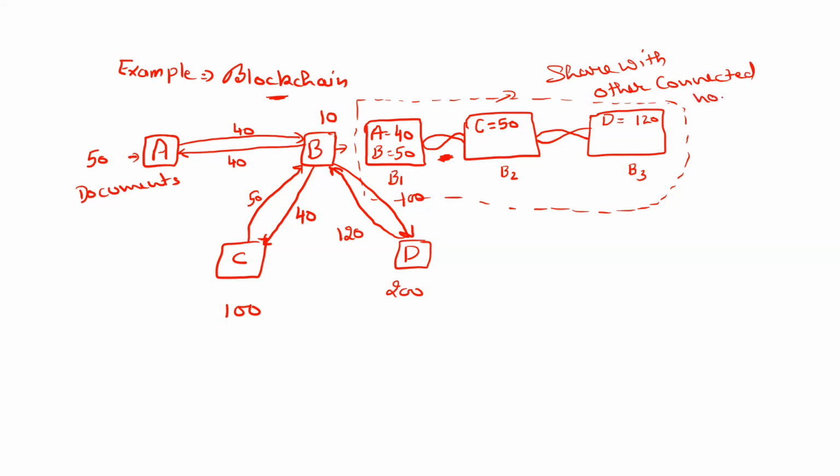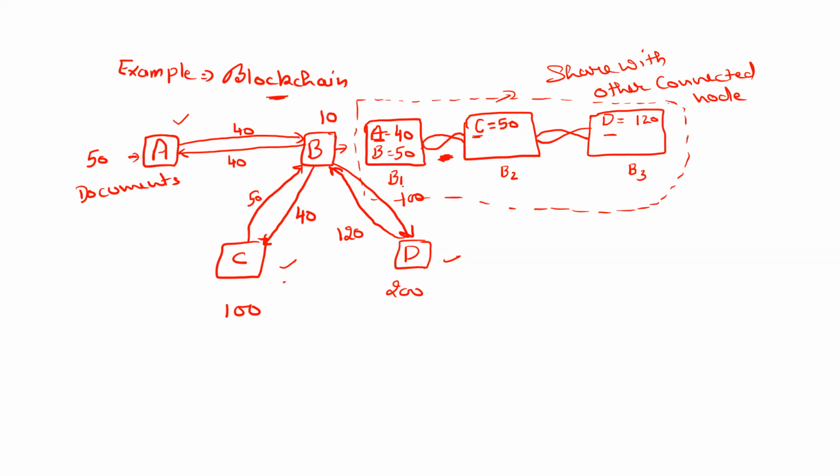It will share this information with other connected nodes, right? So it says the complete information, that B is connected with A, B is connected with C, B is connected with D. So A gets the information that B is connected with C and D. C gets the information that B is connected with A and D. In the same way, D gets the information that B is connected with A and C. Right? So this is the concept of block and chain.